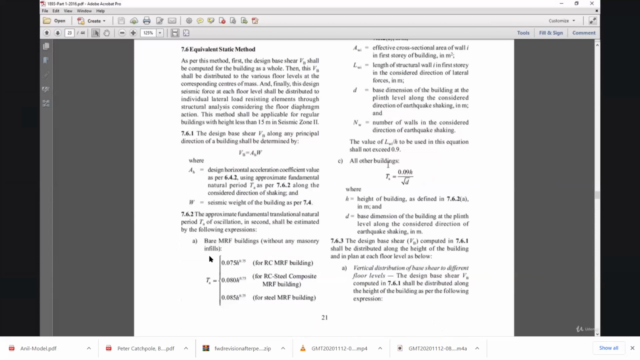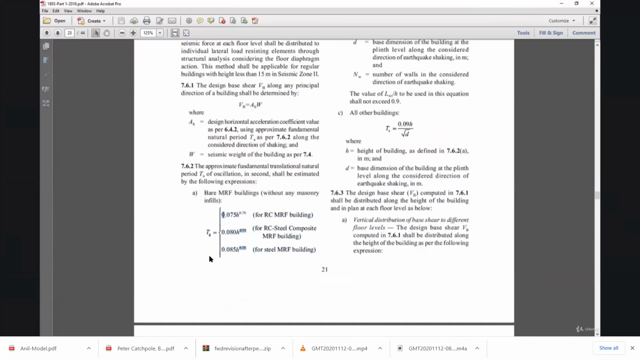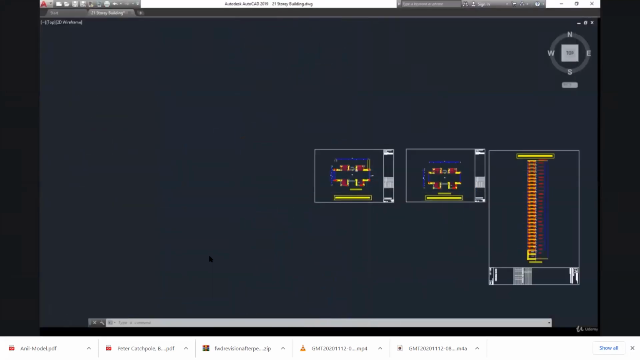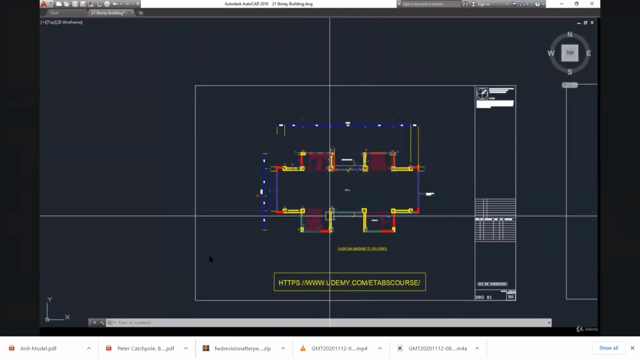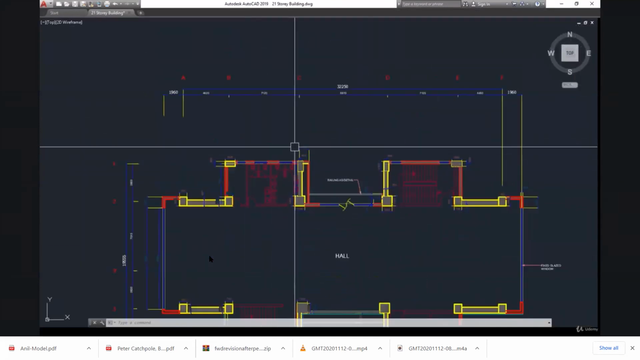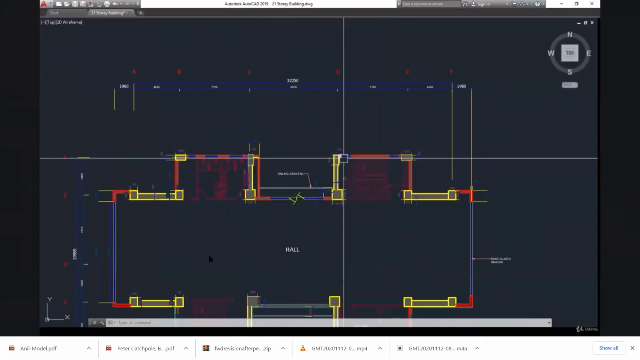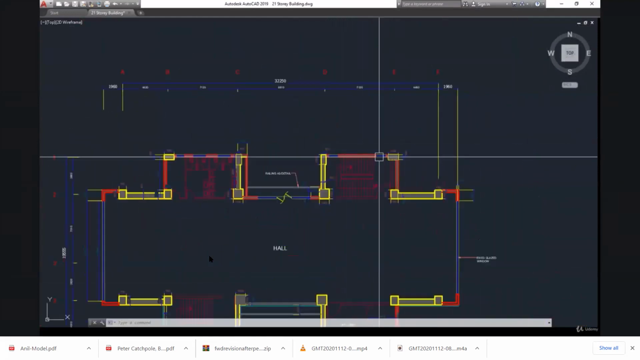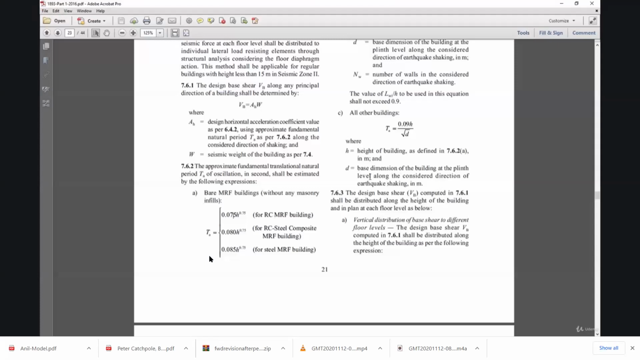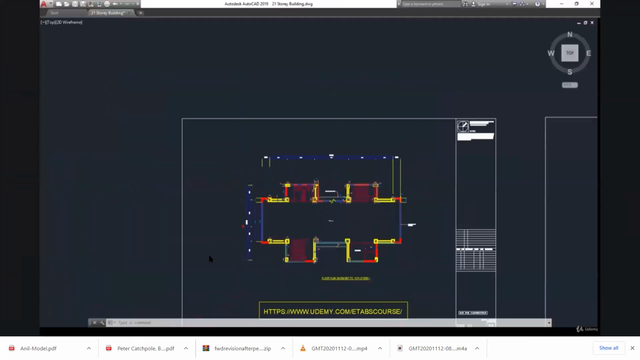And for all other buildings, that is, buildings having masonry infill walls, we can calculate the time period by 0.09 h upon root d. In our case, I would like to go ahead with this formula, that is for an RCC moment resisting frame building without any masonry infills. You will notice that this building does not have any significant masonry infills, except for this masonry infill and this masonry infill, which is also being broken by this glazing. So we need to calculate the time period with the help of this formula, that is 0.075 h to the power 0.75, where h is this height.